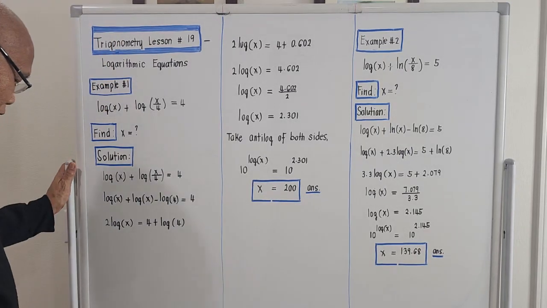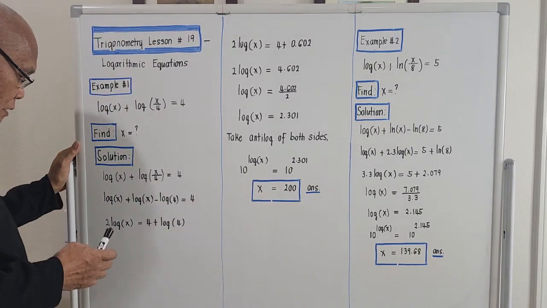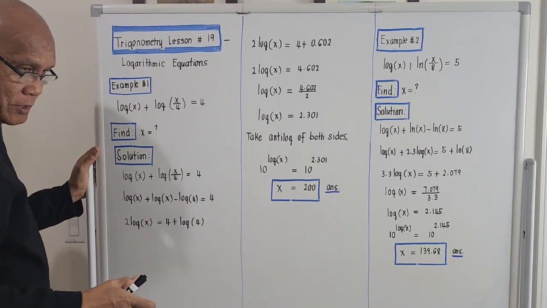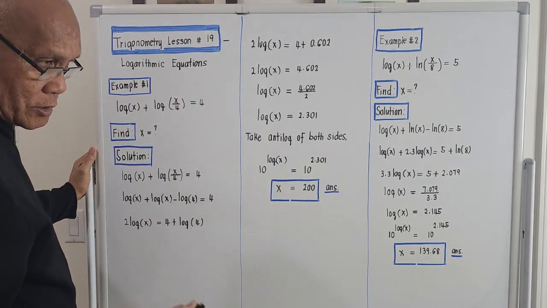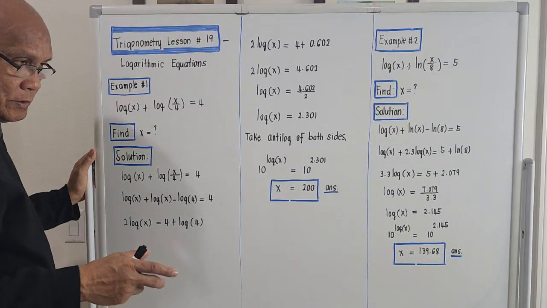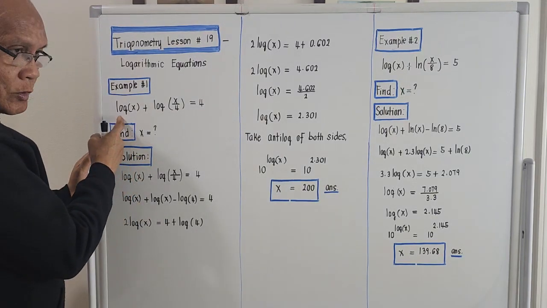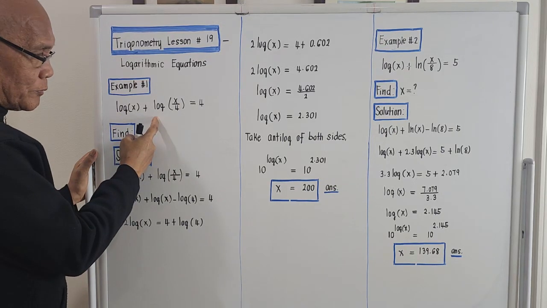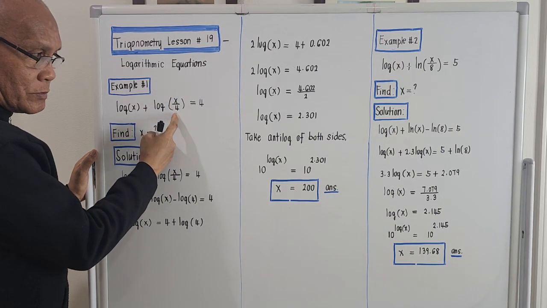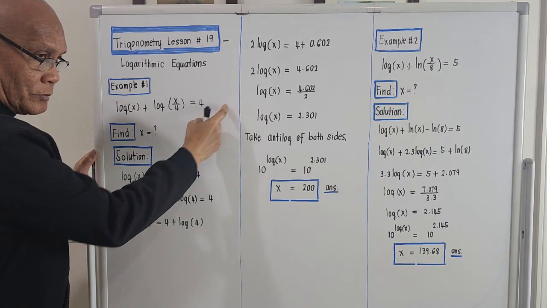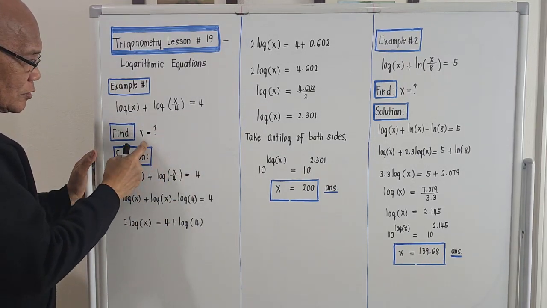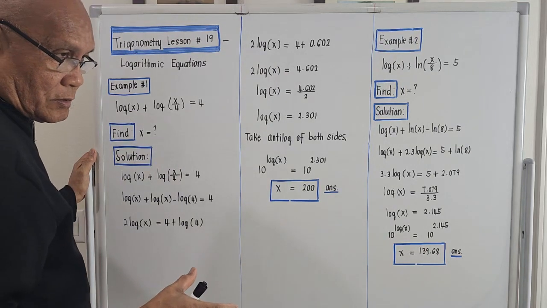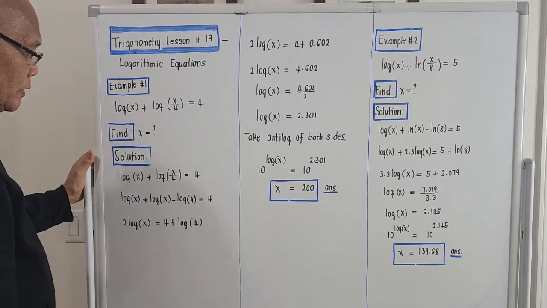I will give you example number one. We are given the logarithmic equation: the common logarithm of x plus the common logarithm of the ratio x over 4 should be equal to 4. The problem is asking what will be the value of x. Let's try to bring out the solution.